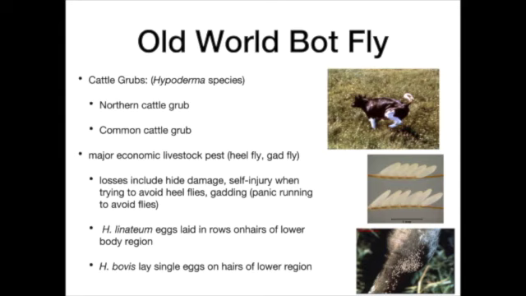In the old world botfly, we have the cattle grubs, the northern and the common. They're really a big problem. There's a very major economic impact. There's a livestock pest, and they're referred to sometimes as heel flies and gadflies. The losses are really because of heavy infestations. So up here in this top right, we can see this cow here is kicking, and you can see why it would be called a heel fly, whipping the tail around, running around, and that's because these botflies bite.